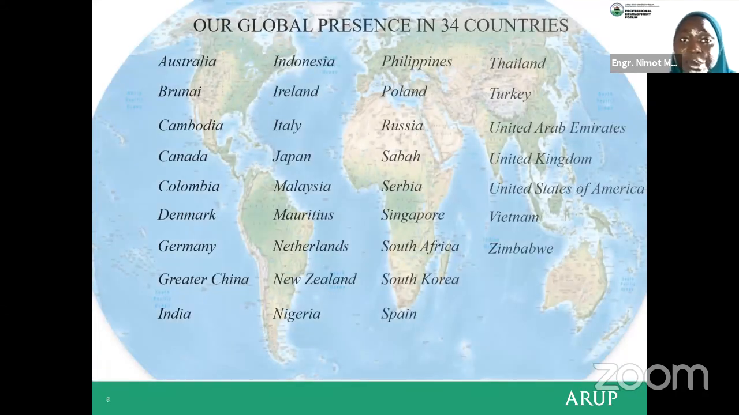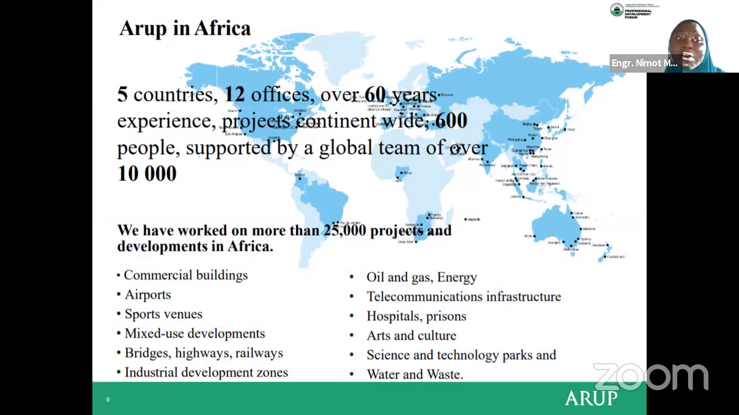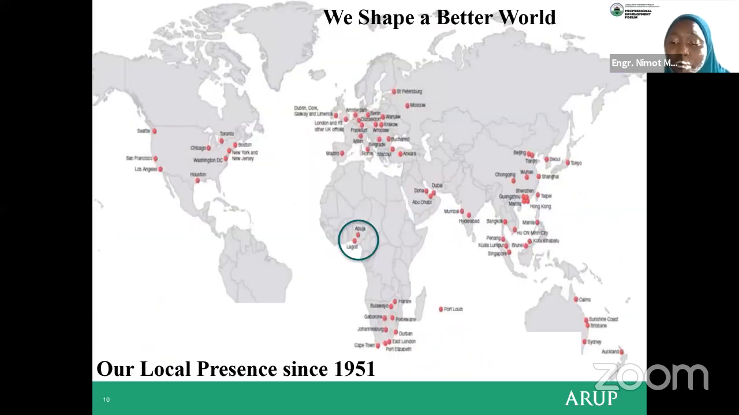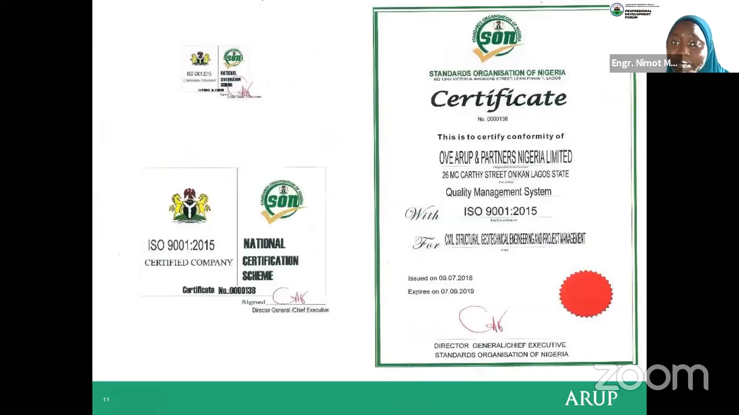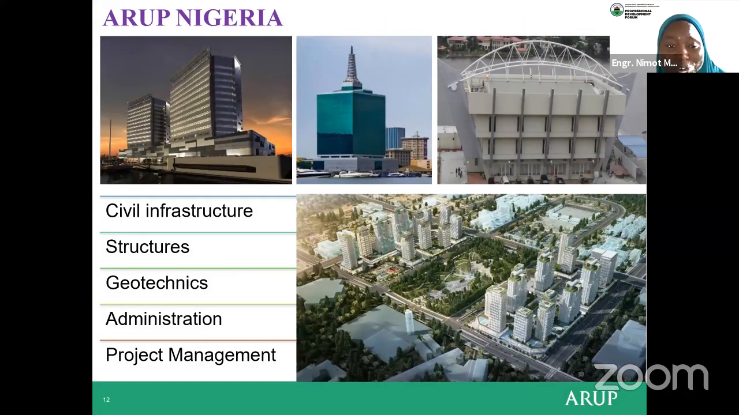We are present in about 34 countries, and our scope of work covers commercial, airports, sports, and so many other things. We also do oil and gas, like he has rightly mentioned. We've been present in Nigeria since 1951, and we are ISO certified. We are ISO 9001:2015 certified, and I am equally a lead auditor, like he has mentioned, in ISO 9001:2015 and ISO 14001:2015 for environmental management.